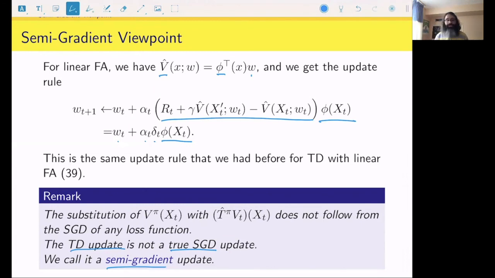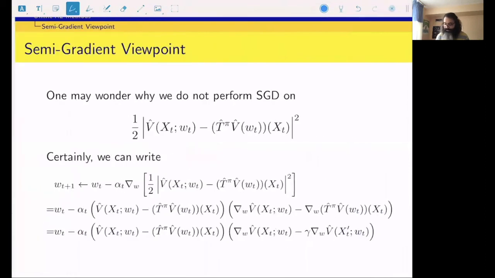But if the samples are not coming from the stationary distribution of that policy, the TD procedure might diverge. But if it was an SGD method, following a real loss function, it would not diverge as long as the step sizes are chosen properly. So that would be the difference. If it was a true SGD method, it would not diverge. But now that it's just a semi-gradient type of method, it might diverge if the distribution is not right, is not the stationary distribution.